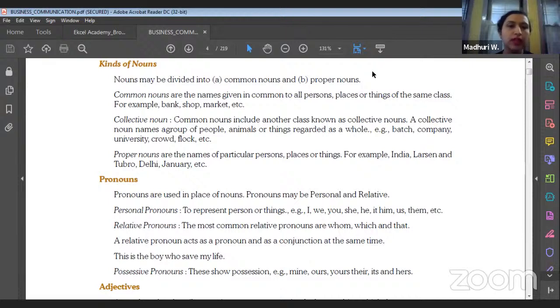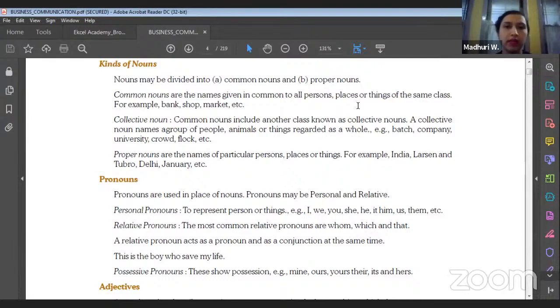So a common noun is basically a common name that's given to all the persons, places, or things of the same class, right? For example, a bank, a school, a shop, a market. So if I say I'm going to school tomorrow, we all know that it's a place where we're going to learn, right? If I say I'm going to the market tomorrow, you know that I'm going to go and buy something, right? Or if I sell something, I may sell it in the market as well. So that is a common noun.